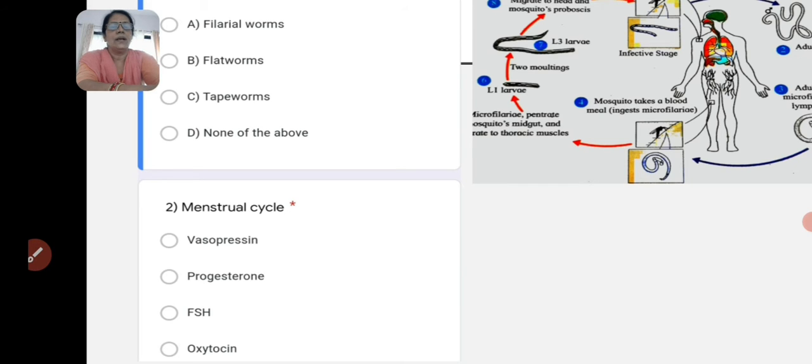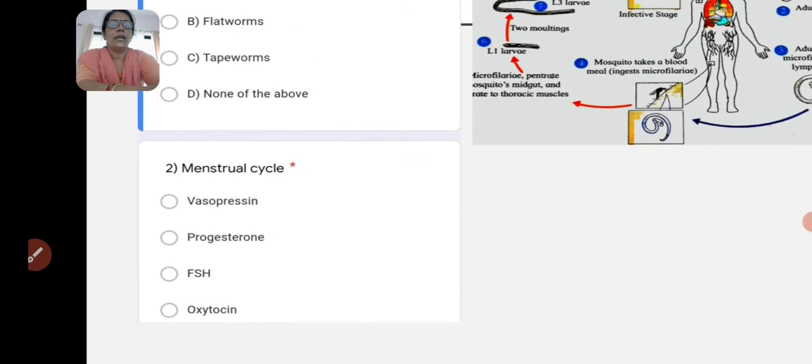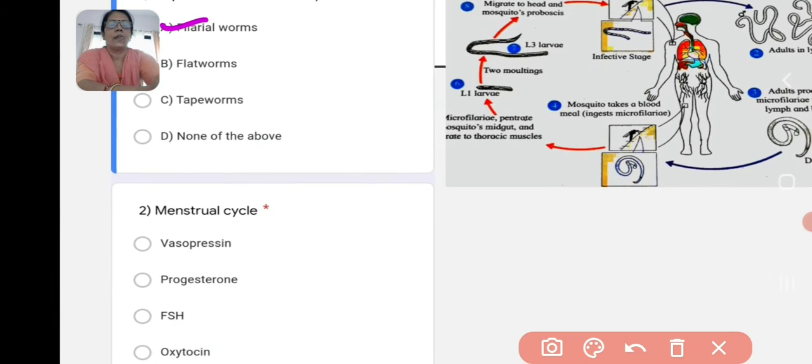The vasopressin hormone is not involved, but the progesterone hormone is. When fertilization takes place, that is by fusion of male and female gametes, progesterone is secreted to maintain the pregnancy. So your answer should be progesterone.